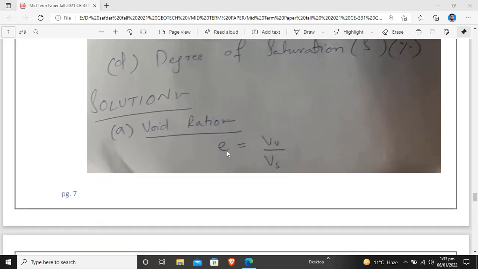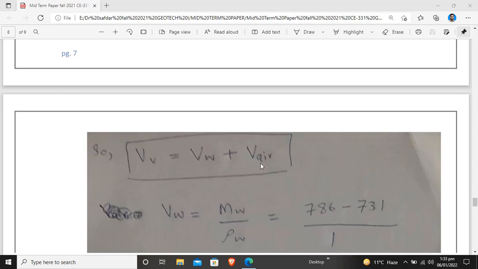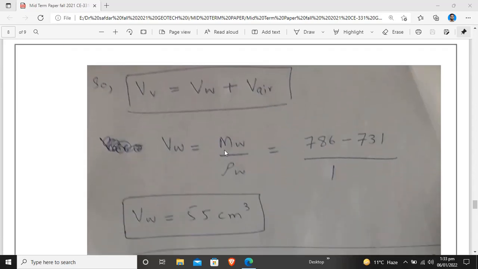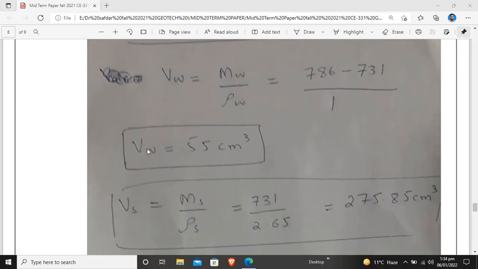Now for void ratio, void ratio is equal to volume of voids divided by volume of solids. We also know that volume of voids is the addition of volume of water plus volume of air, and volume of water is equal to mass of water divided by density of water. So mass of water is 786, that is moist mass, minus dry mass, divided by 1, since the density of water is 1 gram per centimeter cube. Now the volume of water is obtained, that is 55 centimeter cube.